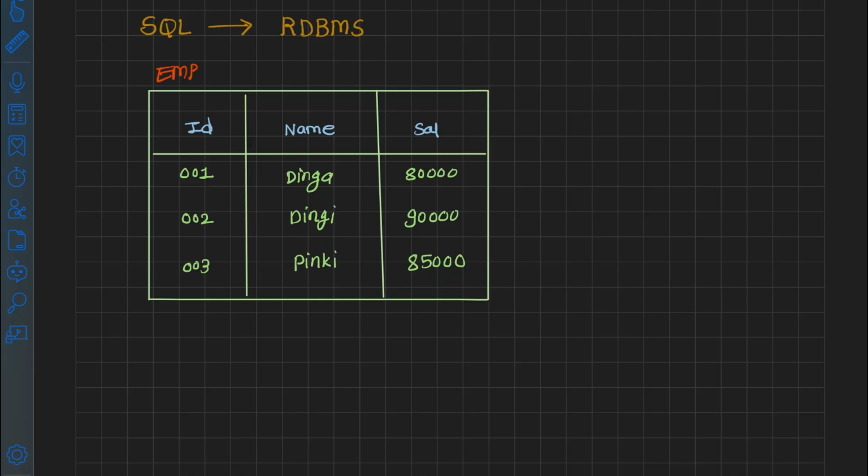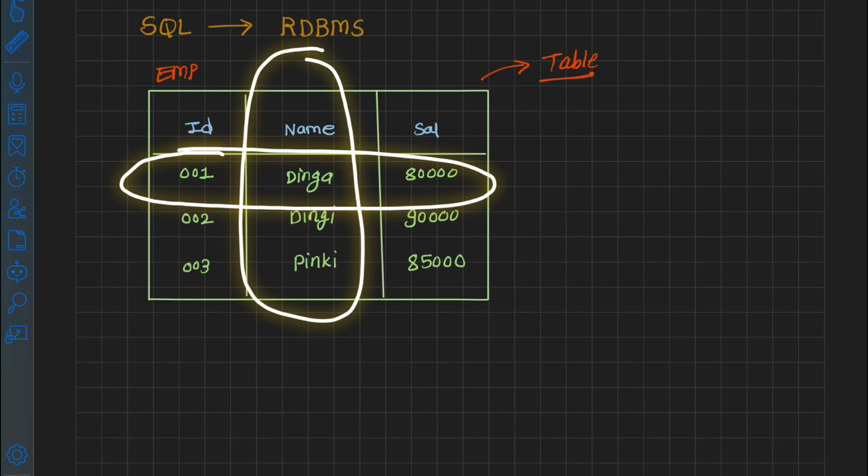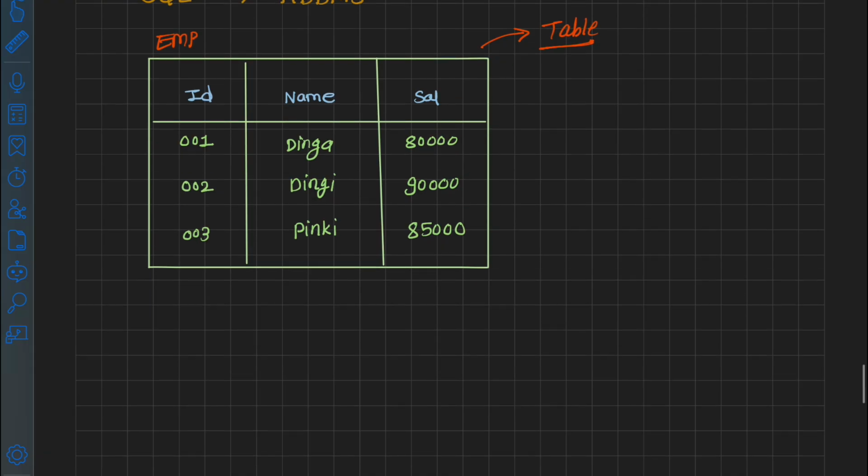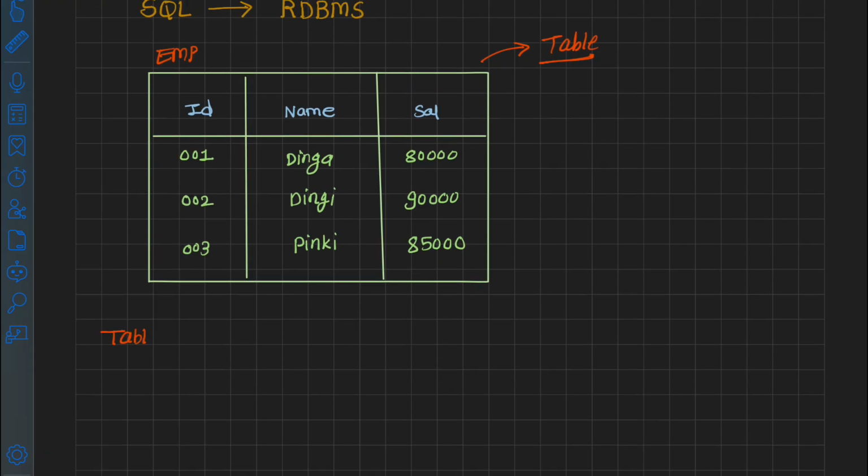Then what is meant by table? The first definition: a table is a logical organization of rows and columns. This is nothing but a table. Here I can write the definition of the table: a table is a logical organization of rows and columns.